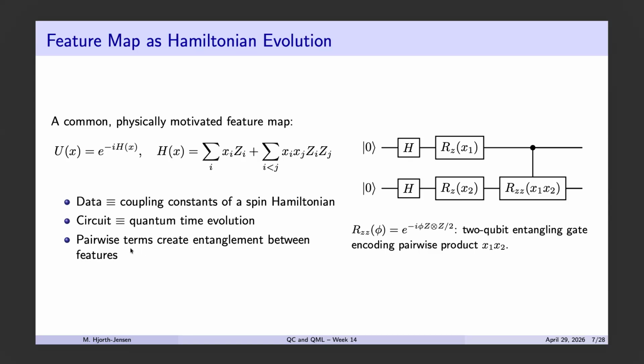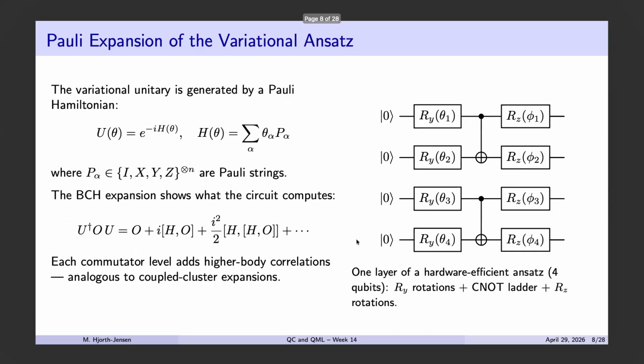And we have some pairwise terms which create entanglement between these typical features here. So this could just be an example of a feature map as a Hamiltonian evolution. So the variational unitary, which we have seen before, is typically generated by a Pauli Hamiltonian of this type here, where this H of theta then contains parameters, and then we have the Pauli matrices. And the P alphas are the different matrices which we have seen again and again. And this is just a tensor product of the different combinations of Pauli matrices, as we had before.